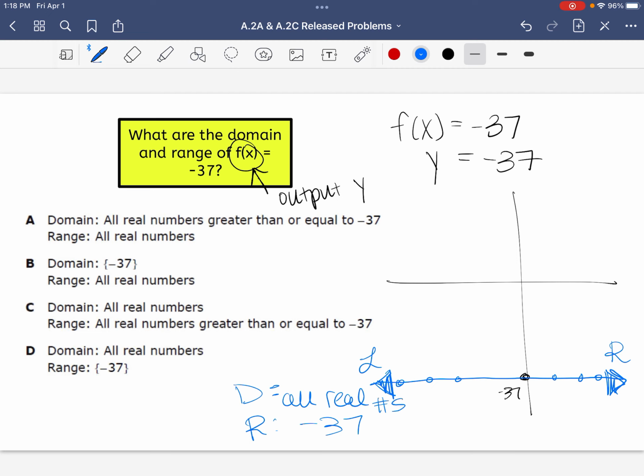So A is not correct because my range is not all real numbers, and I don't have a limitation on my domain. B is an easy, silly mistake. Do you see how they flipped our domain and range? C, domain is all real numbers. That checks out. And then range is all real numbers greater than or equal to negative 37. This is not correct. Domain here, all real numbers, is correct. And we have our range of just negative 37. So here is our answer choice.